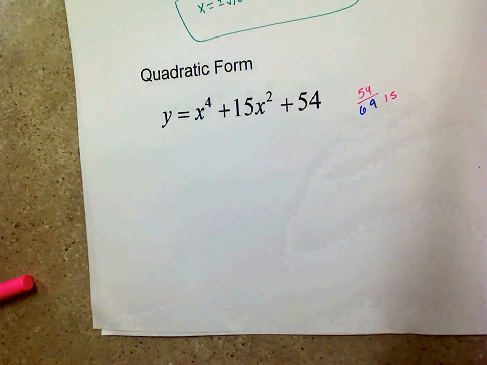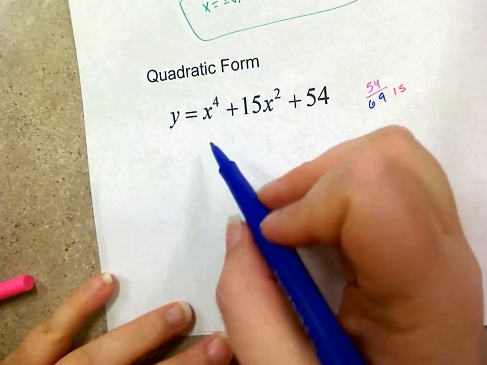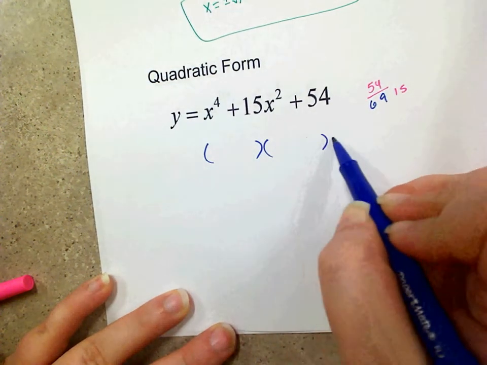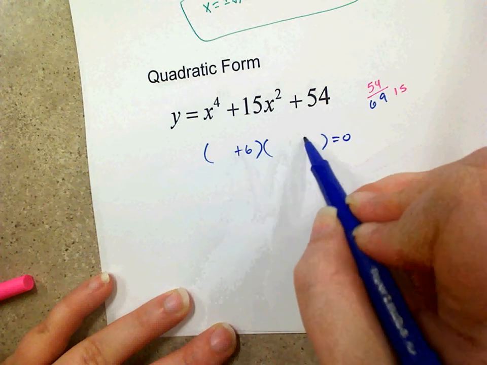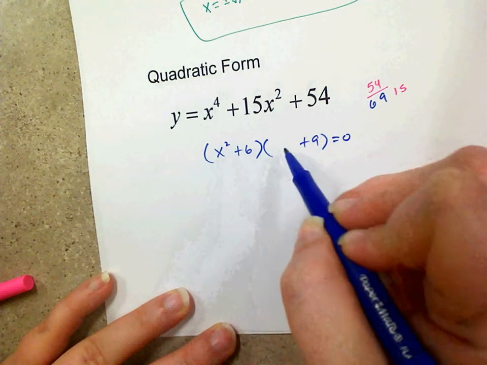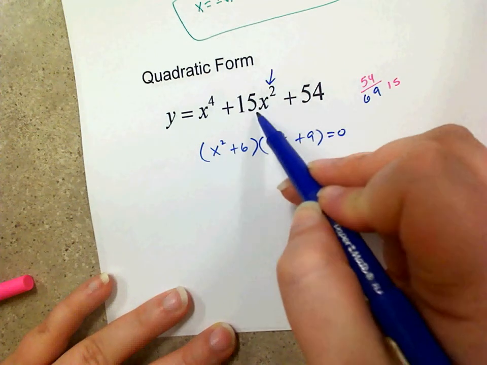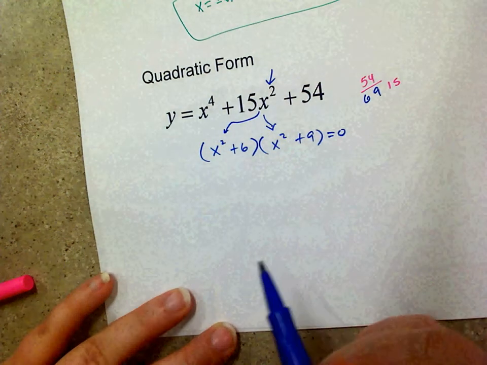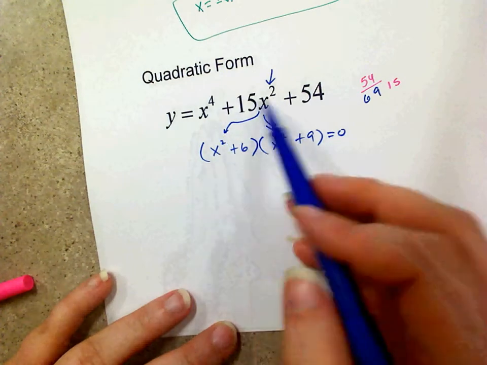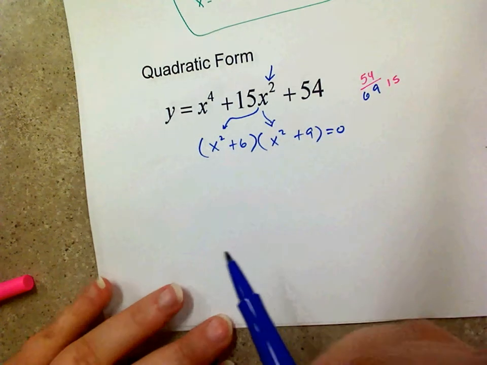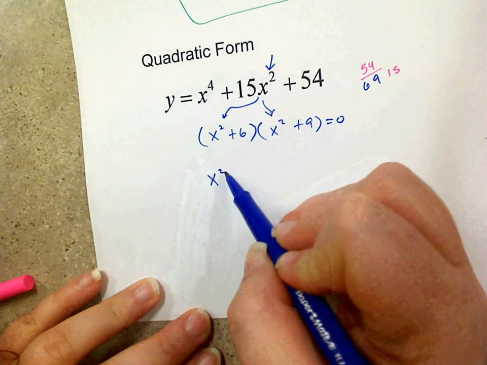So what do I put in here? Instead of x, we just put x squared. Whatever that number right there is, that is what goes there. Okay? As long as that is double that. Okay, so x squared plus 6 equals 0, x squared plus 9 equals 0.